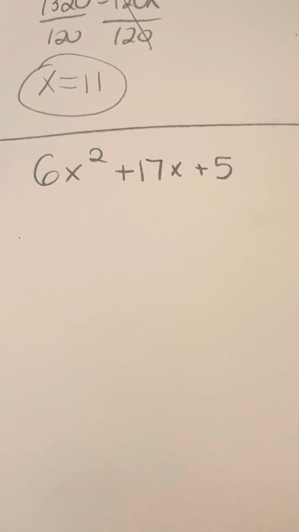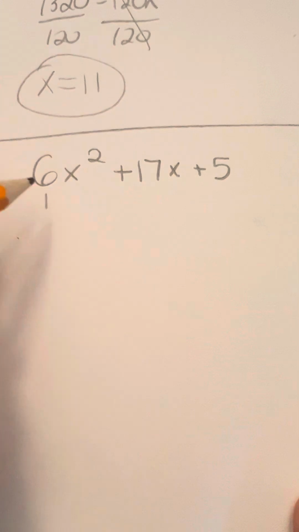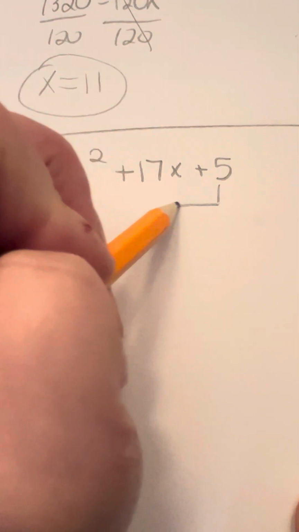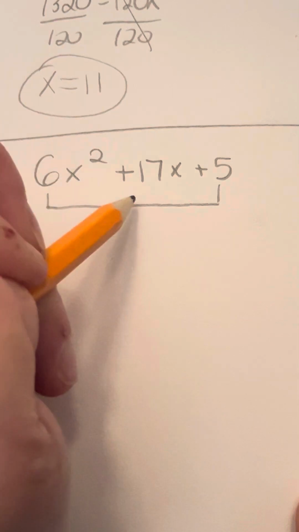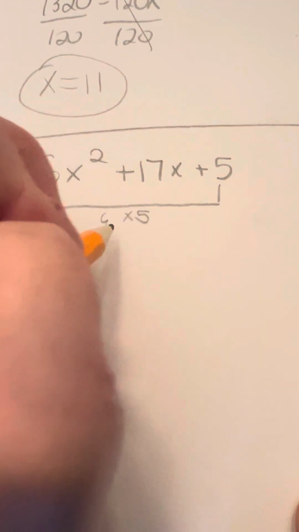What that means when we slide and divide is we're going to take the coefficient in front of x squared, and we're going to multiply it times the number at the end of our trinomial, our constant. So we're going to do 6 times 5, and we're going to get 30. I'm going to just put that right there.